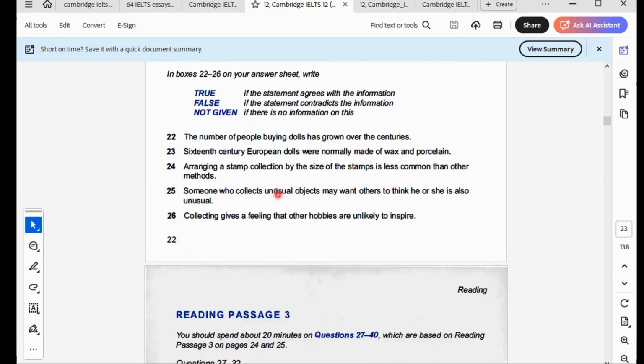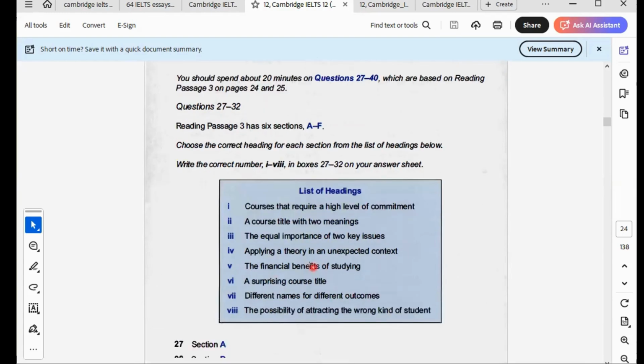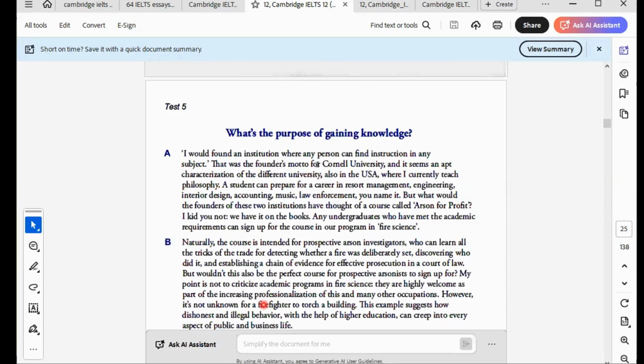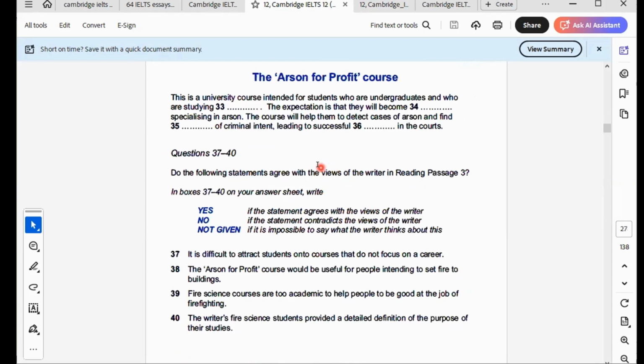And then finally, we have passage 3. Passage 3 starts with matching heading questions. So this is the passage here. What is the purpose of gaining knowledge? You can see the passage is also long, 2 pages. And then after the matching heading, you have gap filling questions, and then you have yes, no, not given.